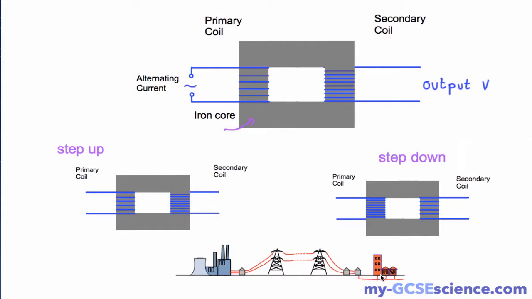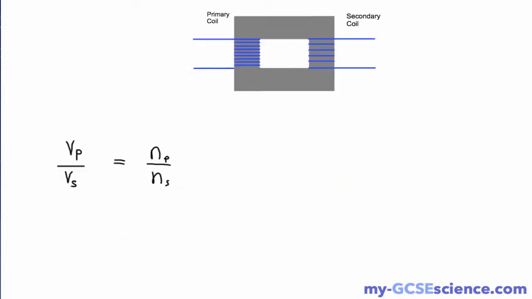It can be a suitable value that can be used in homes and factories and so on. Now the next thing we have to be able to do is to do a couple of calculations based around this idea of our transformer and stepping up and stepping down voltage, and for that we need an equation. So here is our equation.